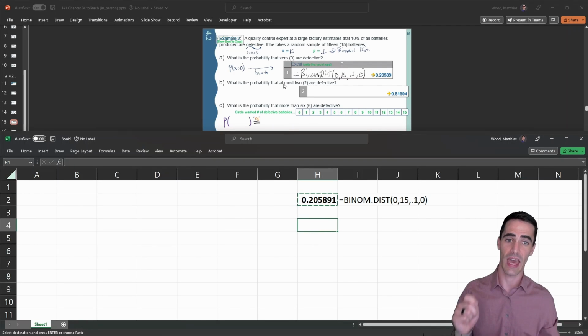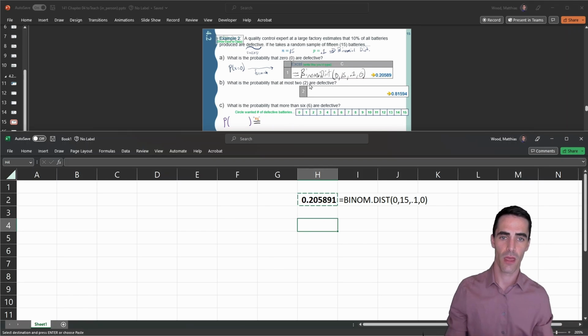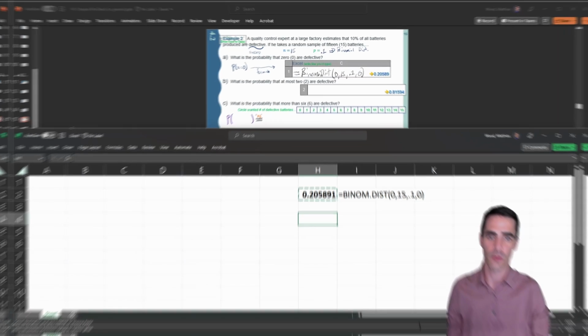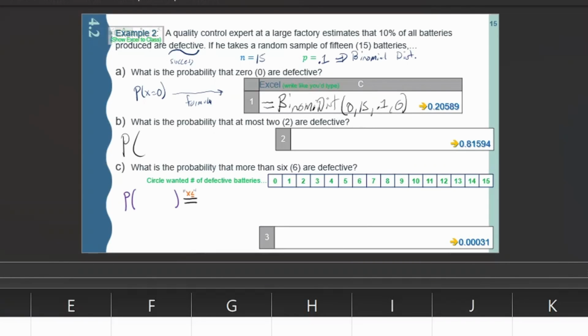What is the probability that at most 2 are defective? We need to write this as a probability. Up top, this will be the probability that, and we can write in parentheses what we're interested in. The 2 is the most I can get. So I would write this in inequality. I can write x is less than or equal to 2.